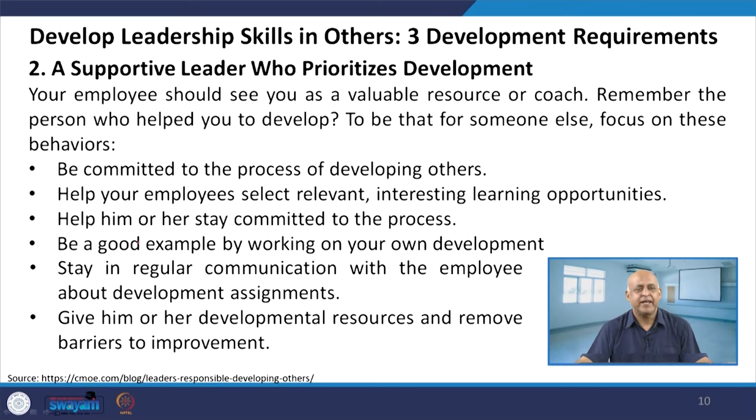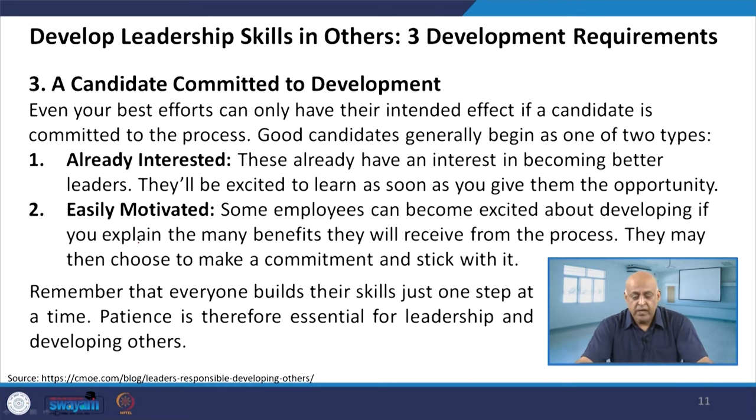And I feel very happy that whenever we talk about successful leaders, all the successful leaders personally took interest to provide resources to their followers. Now, that is the candidate committed to the development. This is a very, very important part. You see, any process will be incomplete if it is one-sided, right? It is required from both sides, and we understood that in the team building process also.